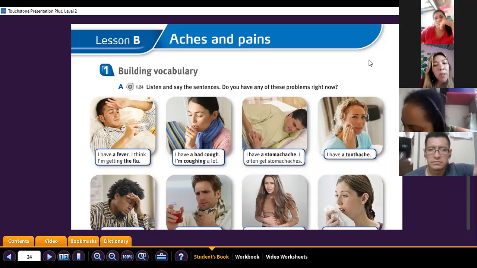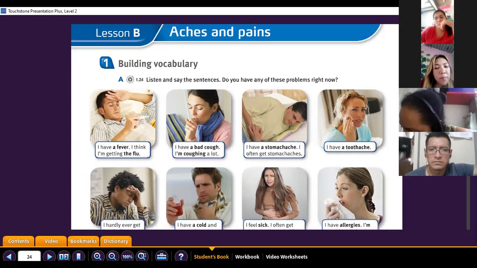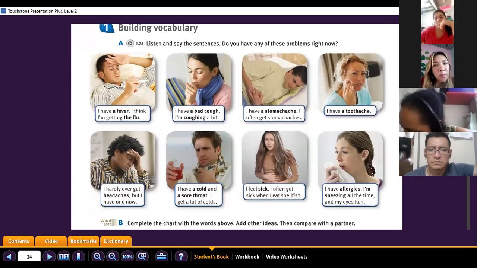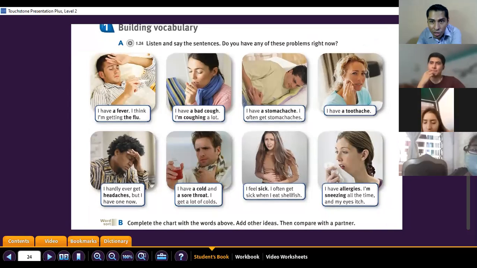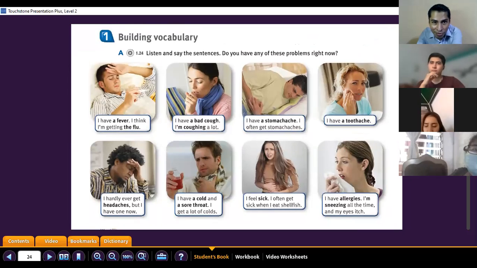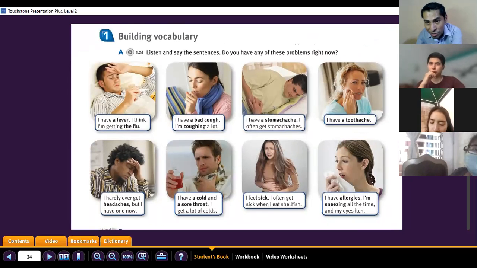So here we have some health problems and they are very common. So we will listen to them and then you will tell me if you have them right now. I know that some people are sick. They are here in the class, but they are sick. So I need that you listen and then you tell me if you have any of these problems. So let's listen to them.